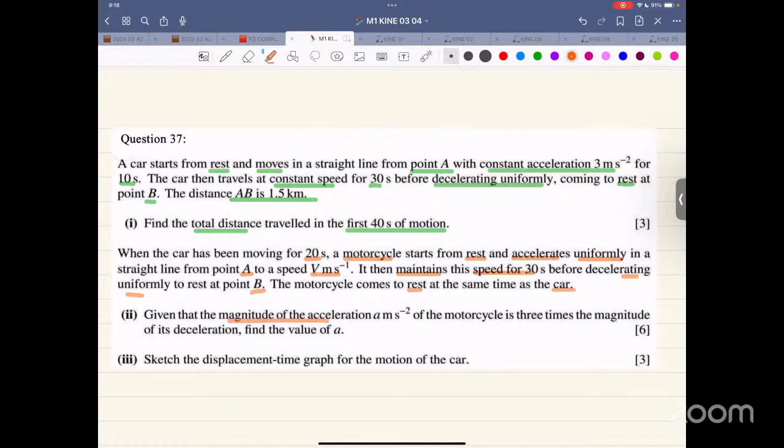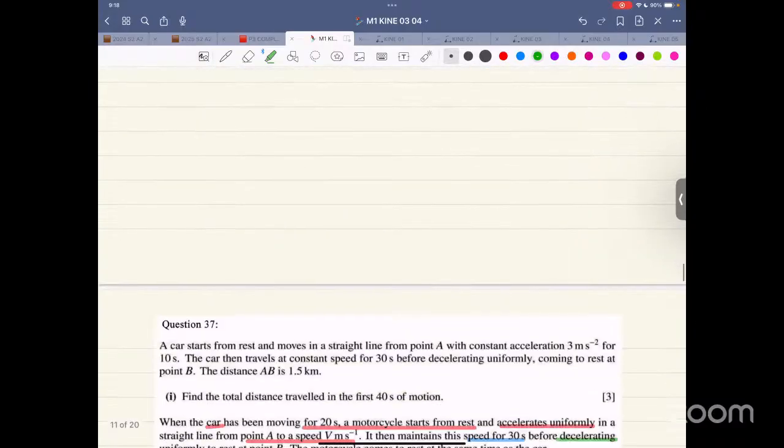Given that the magnitude of acceleration A of the motorcycle is 3 times the magnitude of its deceleration, find the value of A. Now, this is the most important part. Sketch the displacement time graph for the motion of the car. So now it's about the car and then the motorcycle, and then again, it's about the car.